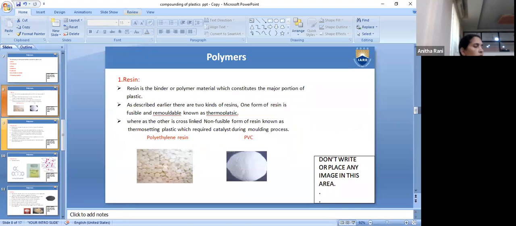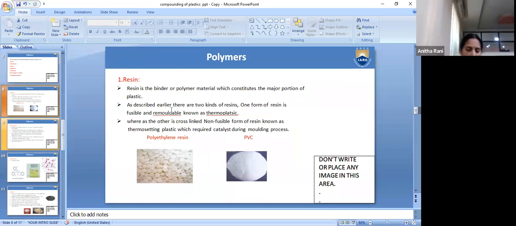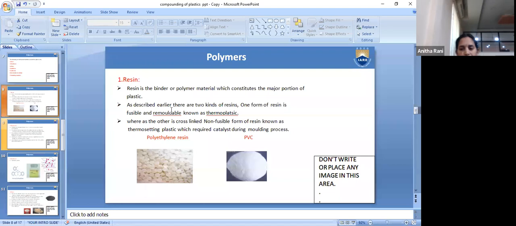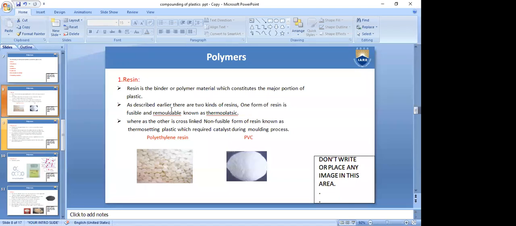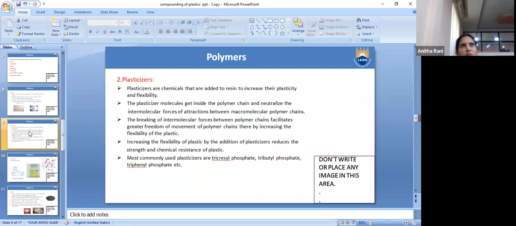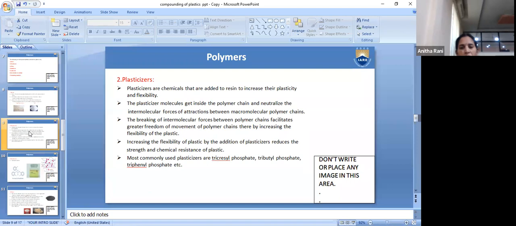Students, hello. Yes, ma'am. Now what type of resins are we taking? How many types of resins are there? Two. What are they? Thermoplastic resins and thermosetting resins. Okay. Now tell me, students, why we are using plasticizers. To increase plasticity and flexibility.